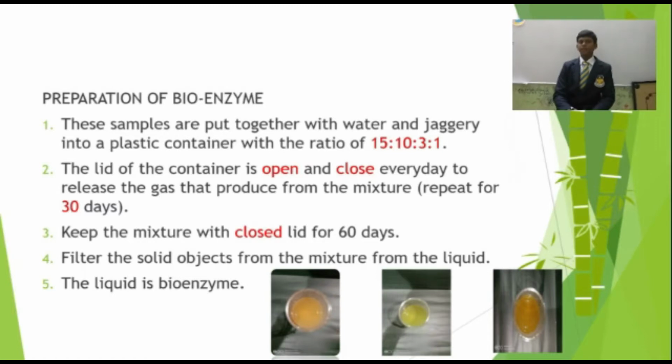Preparation of bioenzyme. The materials that have been used to develop bioenzyme are sugarcane bagasse, coconut husk, and banana peel. These samples are put together with water and jaggery into a plastic container with the ratio of 15 to 10 to 3 to 1. The lid of the container is opened and closed every day to release the methane gas that is produced from the mixture. This process is repeated for 30 days. After 30 days, the mixture will be kept in an airtight container.